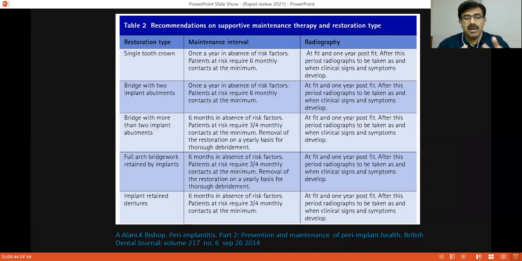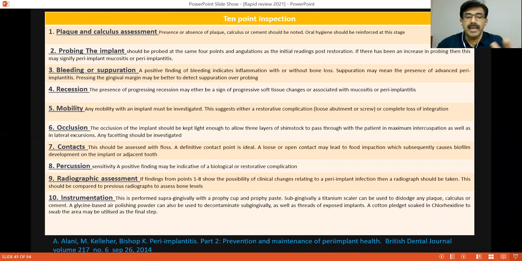As I told you before, you have to take a radiograph 1 year after the prosthesis, and there will definitely be some amount of radiographic change because of the bone settling in. But you don't have to routinely take a radiograph when the patients come every 6 months or 1 year. If there are clinical signs of periimplantitis, then you indicate a radiograph in such patients. Now, these same people, Alani and Bishop, have put forward a 10-point inspection plan that you should do whenever you recall the patient for your supportive periimplant therapy. I'm not going to discuss all these things. These are things that you similarly do for your periodontitis cases, but the slight difference is there because you have placed an implant. That's all.